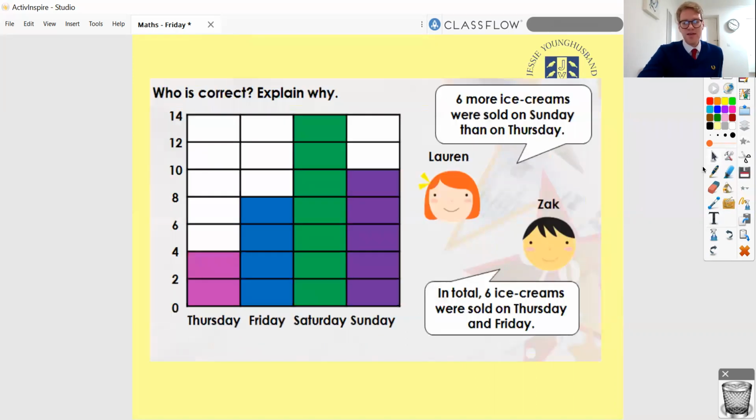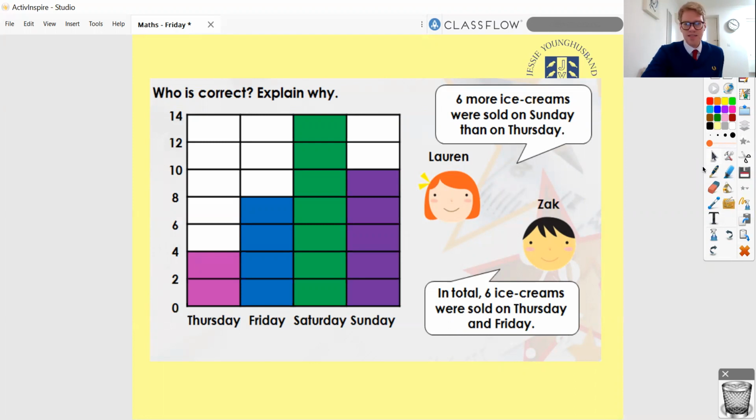Here's another question for you to think about. I want you to say whether you think Lauren is right or whether Zach is right. Lauren says 6 more ice creams were sold on Sunday than on Thursday. Zach says, in total, 6 ice creams were sold on Thursday and Friday. Pause the video, work out who is right.